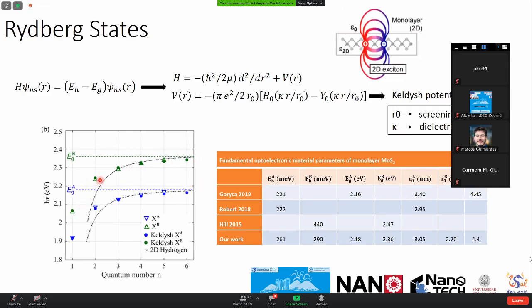Here we have the experimental data and the theoretical data. And we observe that the 2D hydrogen model that is solved using a Coulomb potential does not fit very well. We have here the fundamental optoelectronic parameters of the material. And here we observe that with these two works, we have very good results that are very similar. But this work is different, it has different parameters. And we attribute that to the atomic labeling of the different states.